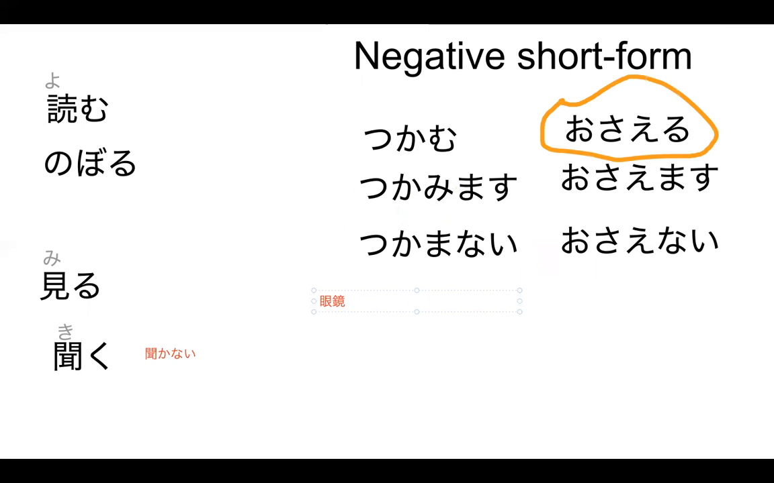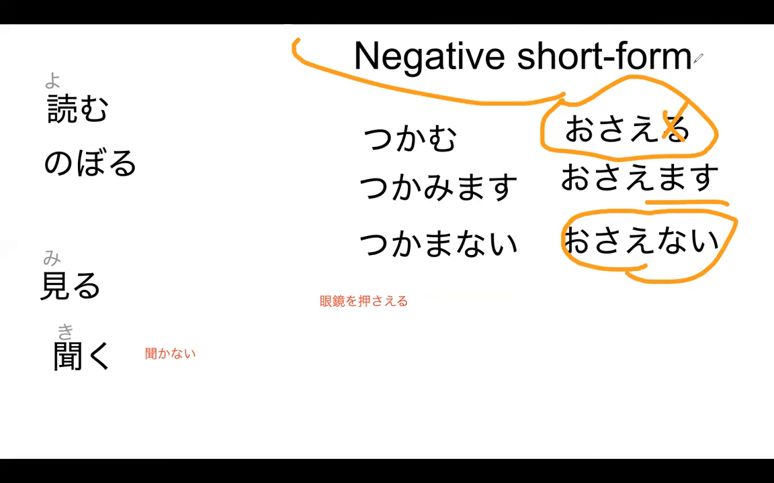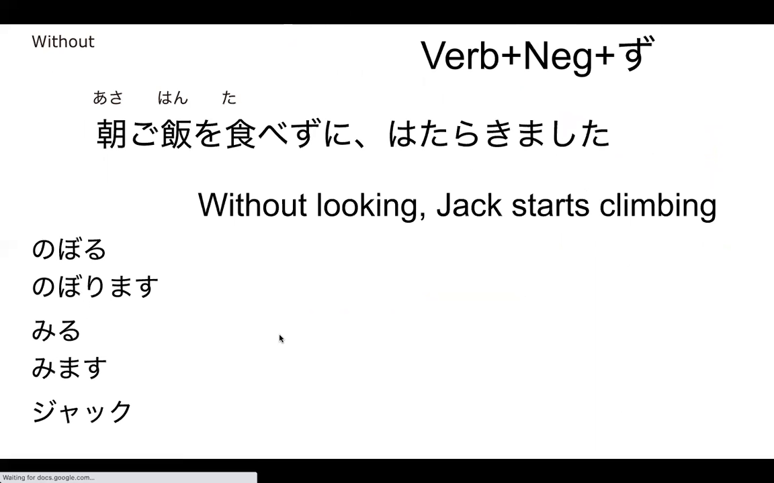When I did osairu, it showed me the wrong kanji. Oh, that's where it's from. So it means to push. So the negative form is osaenai. As with osairu, the ru is dropped in masu form, osaimasu. So yeah, for the negative short form, anai is added.